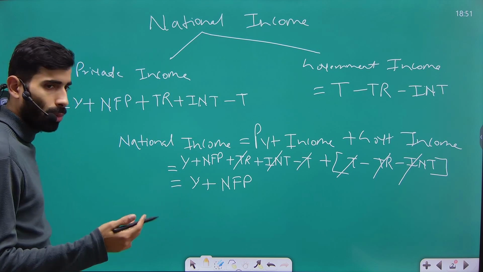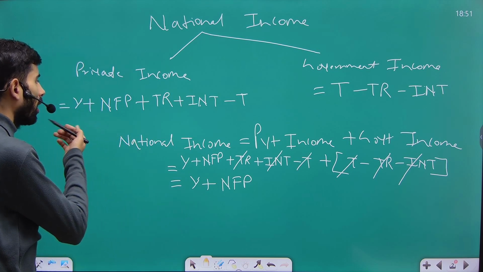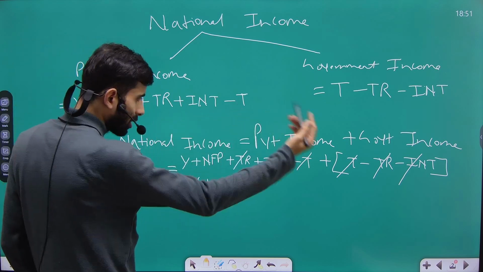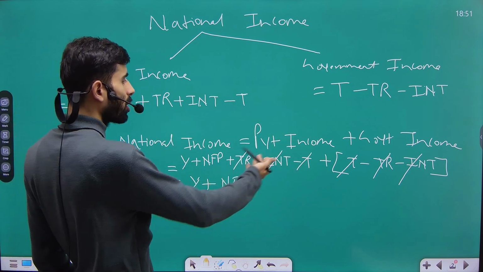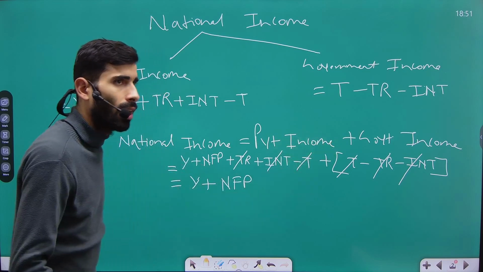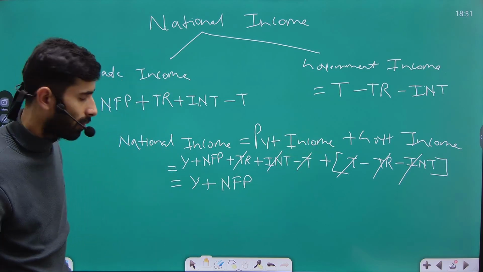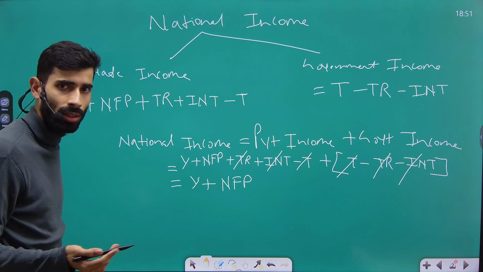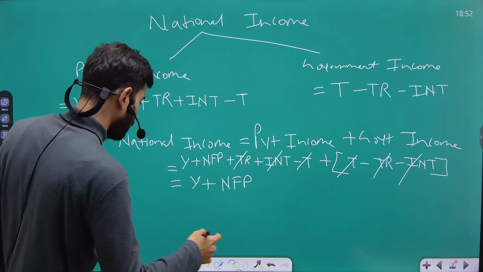So basically, suppose in the exam you have to calculate private income, and you solve this equation, and you are confused whether your answer is right or wrong. Then you can do this summation of private income and government income. If you get Y plus NFP, then it means your equation is right. In this way, you can remove your confusion.